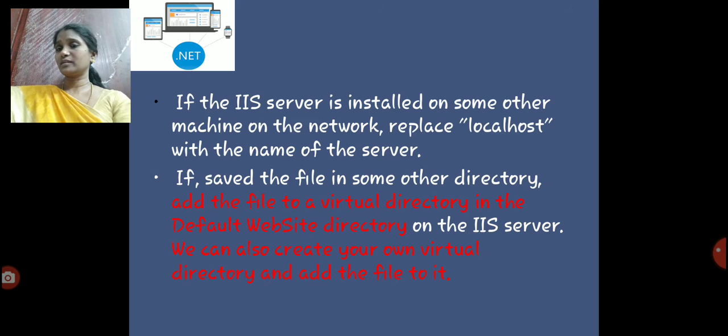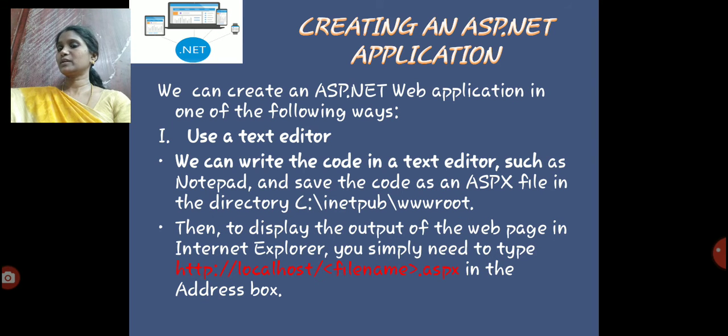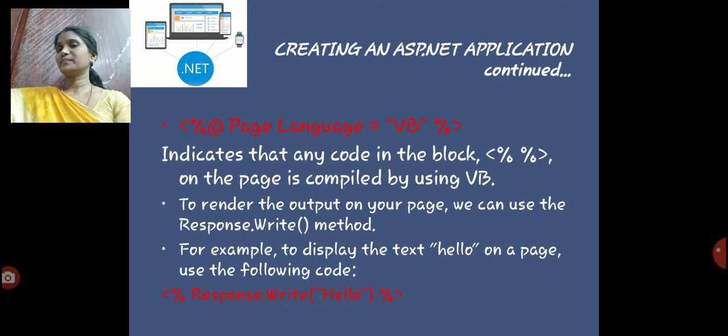the other way of saving the file is to save it in the default virtual directory. There is a virtual directory which is the default in localhost, which is the IIS server. We can save there, or we can create our own directory also. These are all the ways we can save a file and run a file. Whichever way we have saved it, to execute it we have to give http://localhost, then the directory name if it is some other directory, then the file name .aspx. This is the way it has to be run.